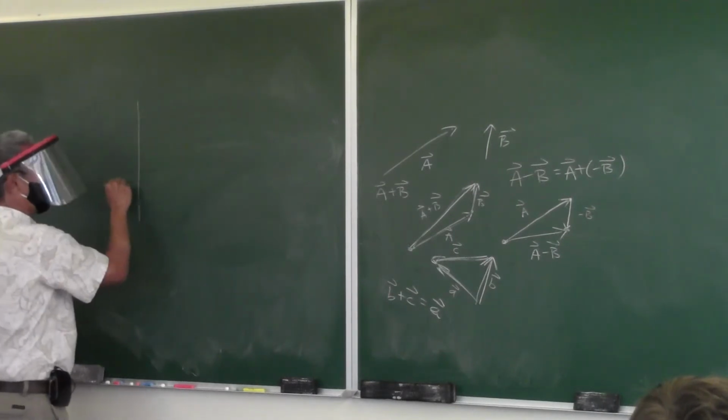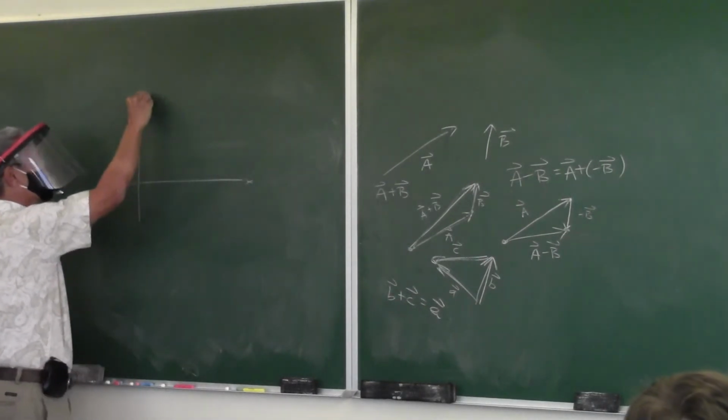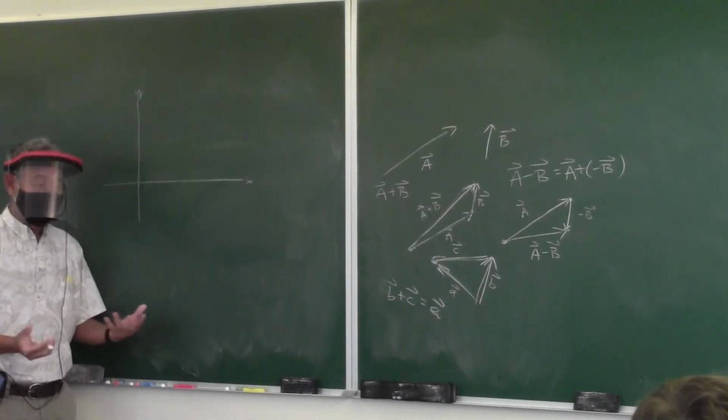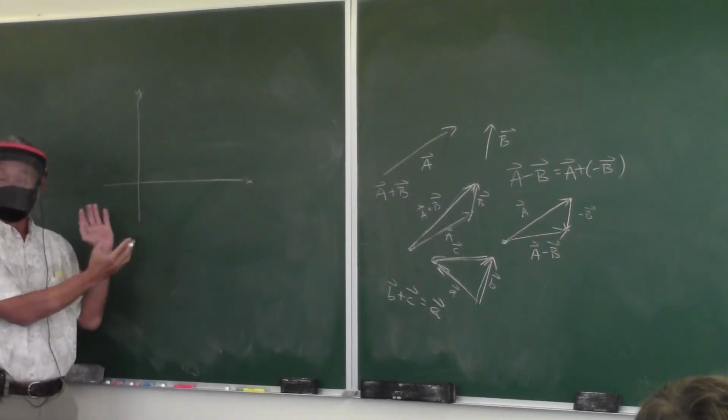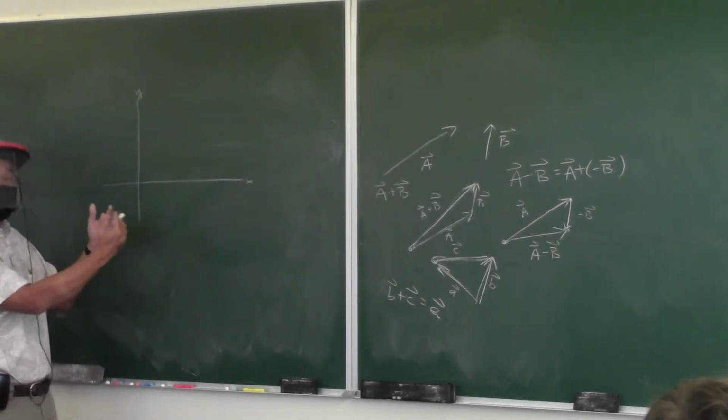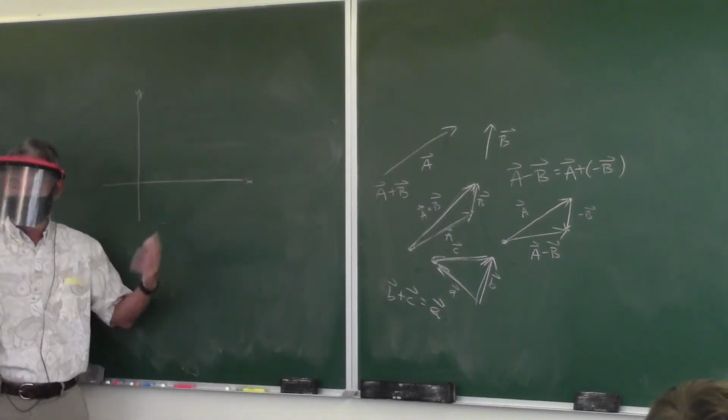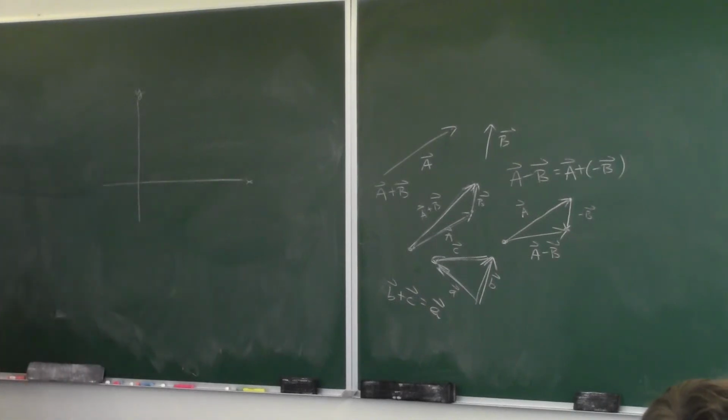Okay, so here's the Cartesian plane. So we're going to start off in 2 dimensions. The reason why we study 2 dimensions, even if real life is 3 dimensions, is because it's easier. And then when you make the transition to 3 dimensions, all the formulas will be pretty much the same.